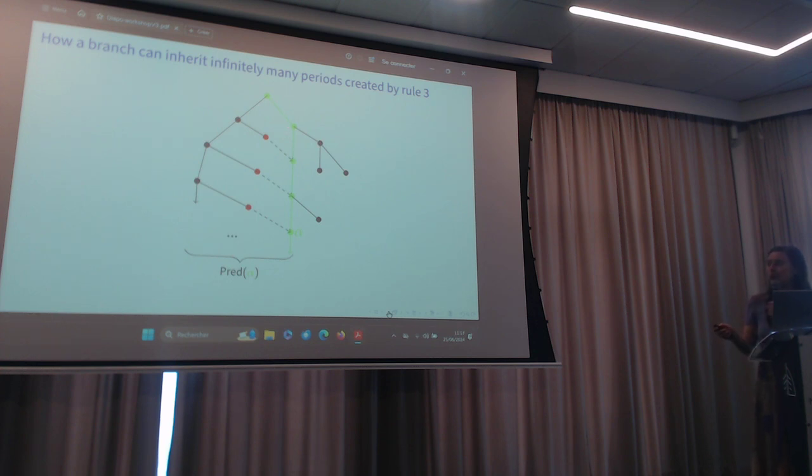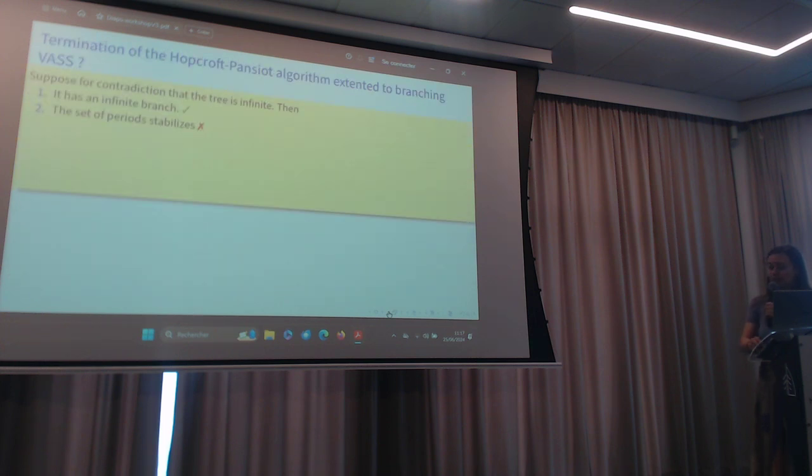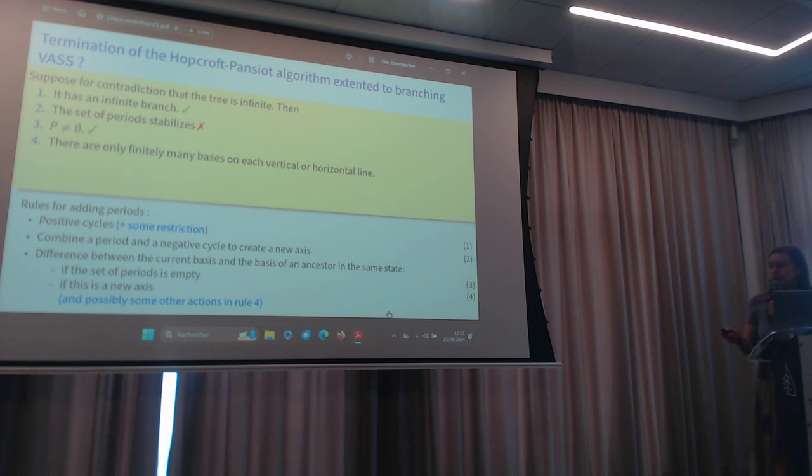So we will need to do something about this graph to ensure that this bad situation doesn't happen. Continue with this. And then, basically everything we did will still apply in branching VASS. So we proved that the set of periods was never empty in a branch, and this is still true. It's just some well-quasi-order fact. Then we showed that there could be only finitely many bases on each vertical and horizontal line.